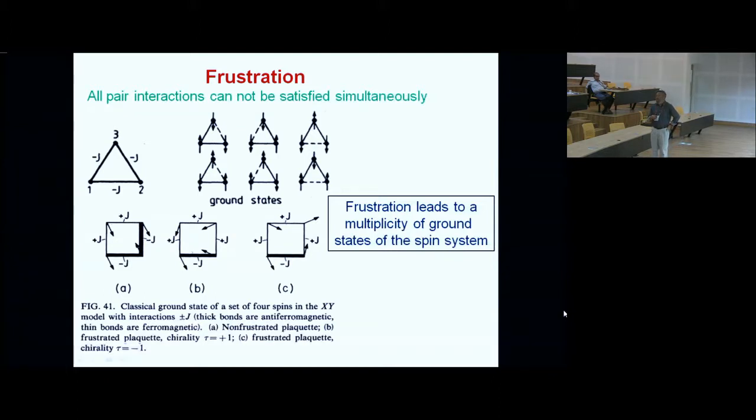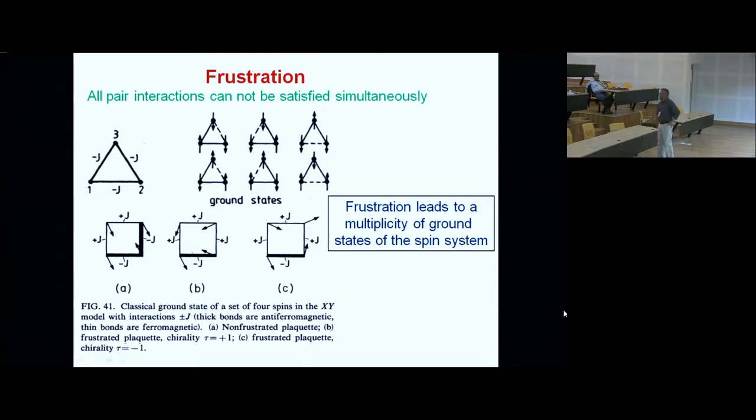Because let's say you start with this, and let's say this is +1. Then since this interaction is negative, this would like to be -1. This interaction is negative, this would like to be +1. But then you would have these two +1s connected by an antiferromagnetic bond, and so the energy associated with this antiferromagnetic bond is no longer minimized.